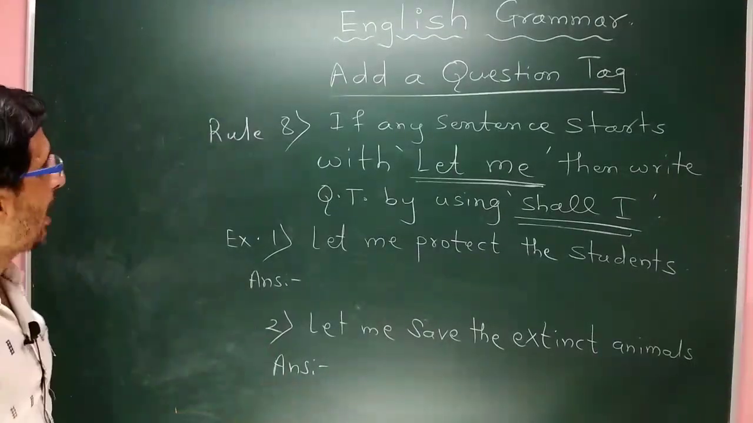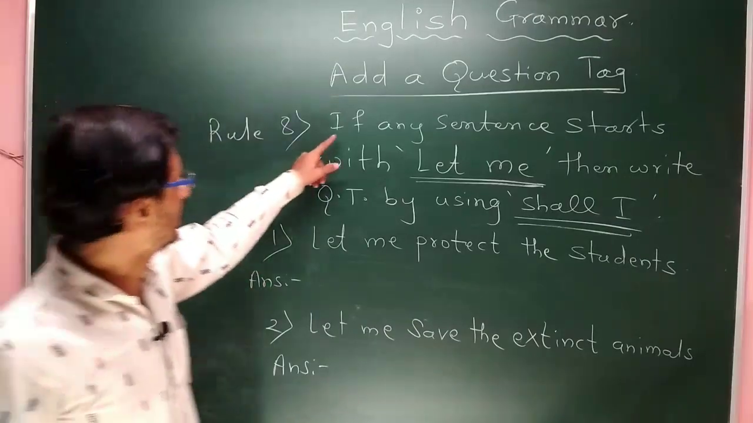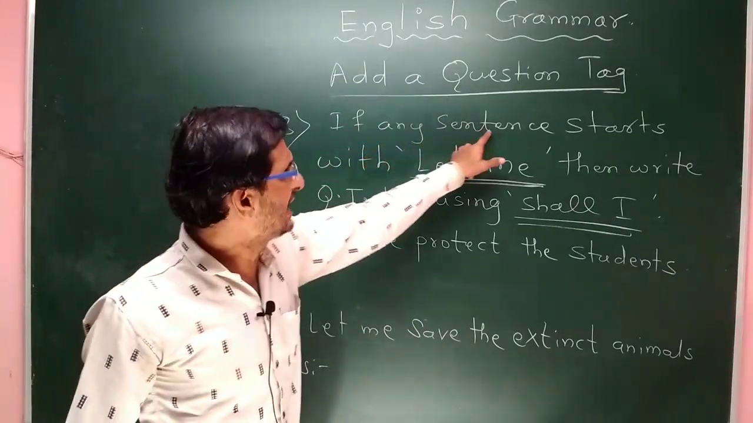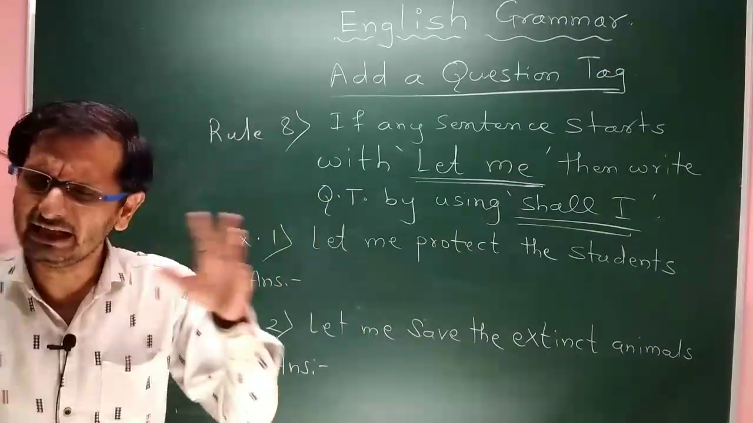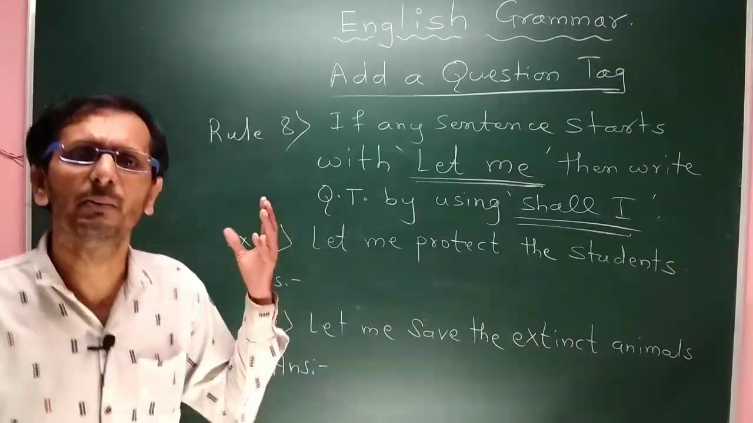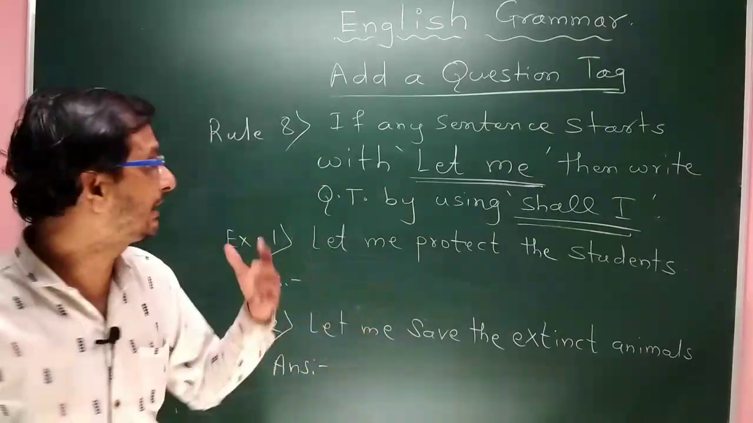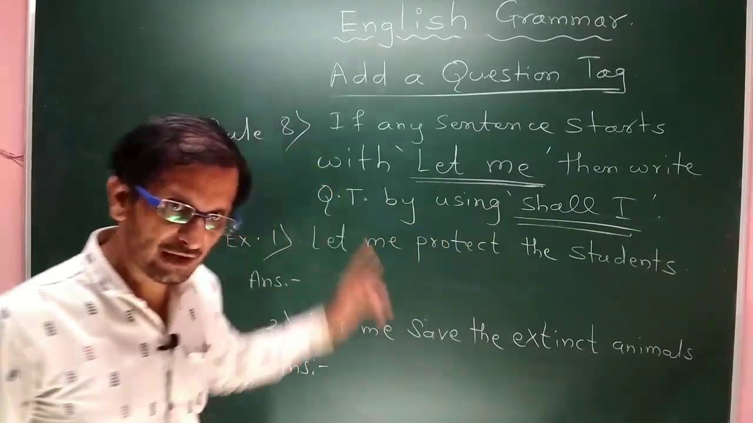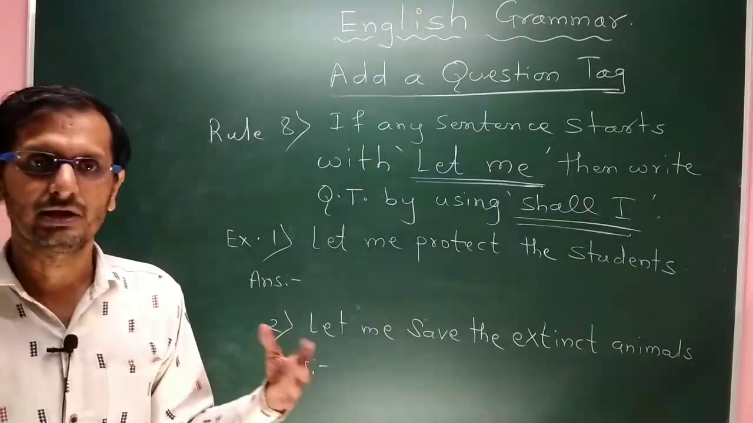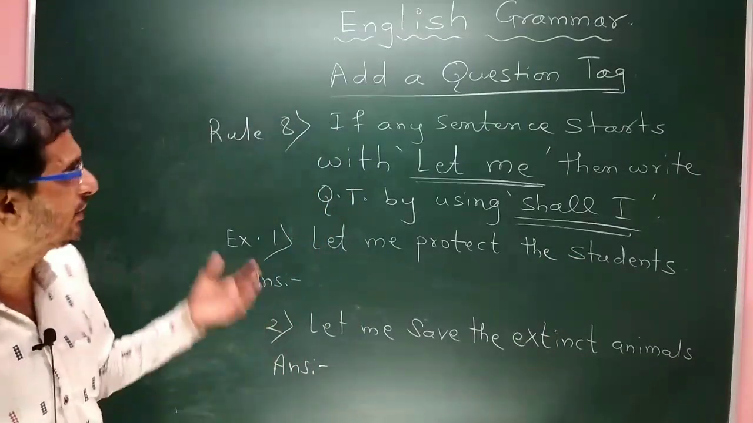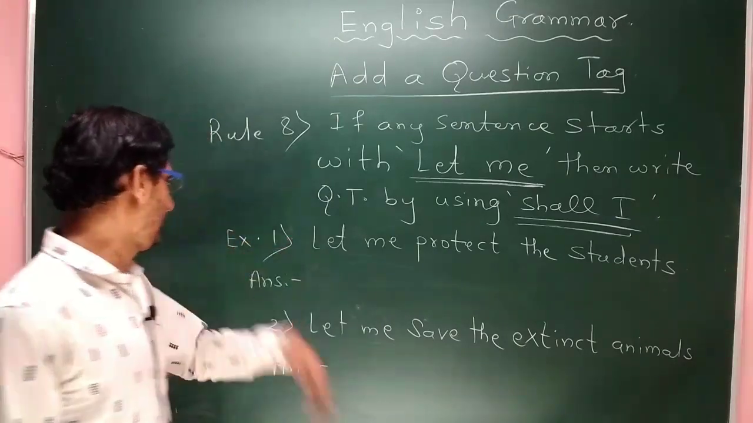Rule number 8 of add a question tag. Now, if any kind of sentence starts with "let me", then write the question tag by using "shall I". Always write the question tag by using "shall I". This is the rule. So, okay, example number 1.